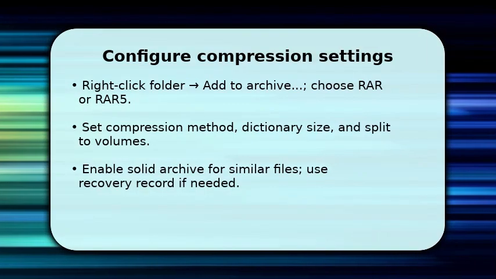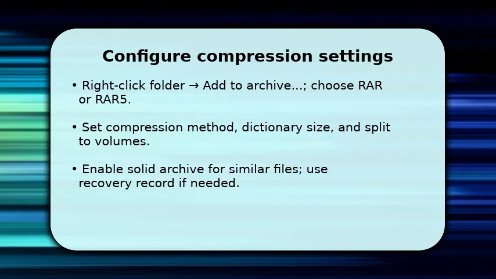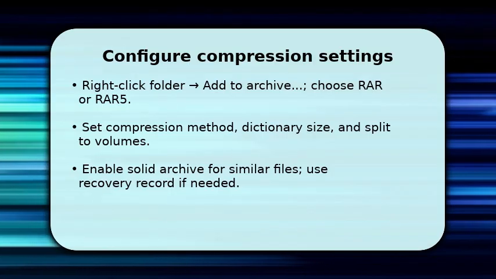You now configure compression. Right-click the folder and choose Add to Archive, then select RAR or RAR5 depending on compatibility needs. Adjust the compression method and dictionary size to balance speed versus compression; a larger dictionary works better for big, similar data. If files exceed storage limits, set split to volumes with your desired size.